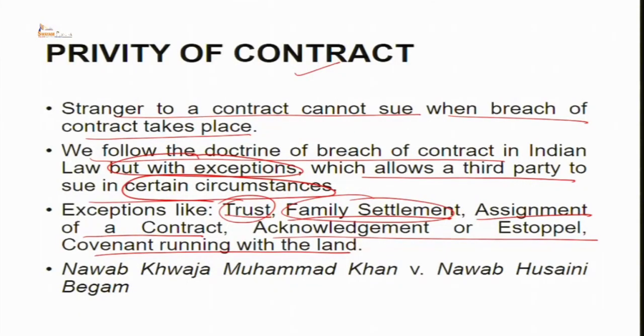Now family settlement is also an exception. If two members of a family have entered into a contract, have made a certain agreement, but that contract involves or deals with a third member of that family, then that third member has a right to sue in case of breach. Then assignment of a contract, that is, assigning of rights under a contract, acknowledgement, estoppel, and covenant running with the land, all these are also exceptions.